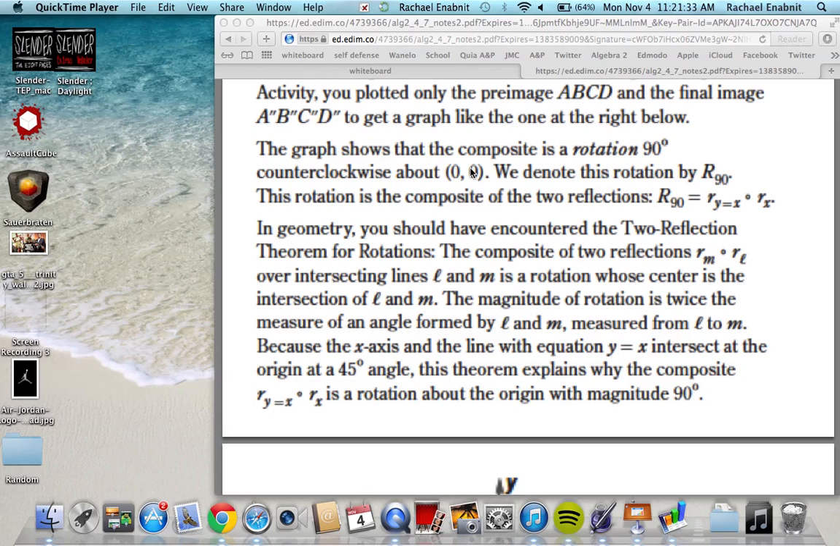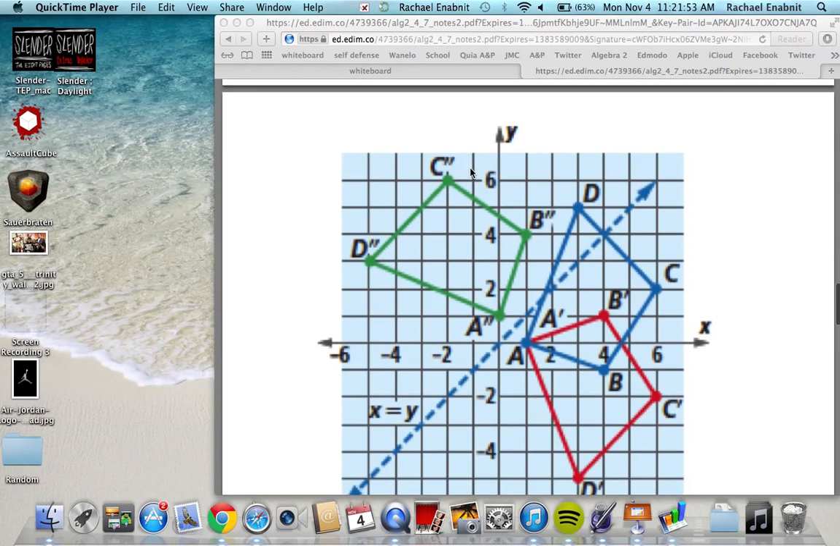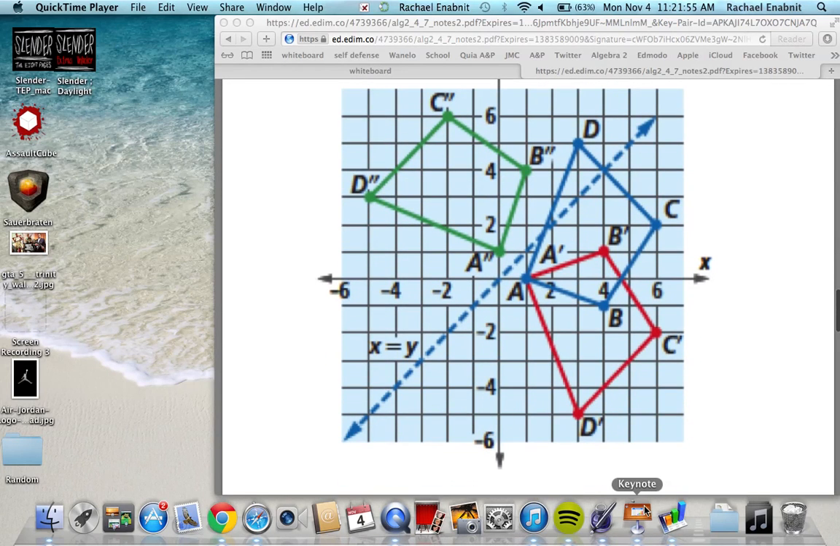Because the x-axis and the line with equation y equals x intersect at the origin at a 45-degree angle, this theorem explains why the composite R y equals x following Rx is a rotation about the origin with magnitude of 90 degrees. And again, the graph shows you how they did it.